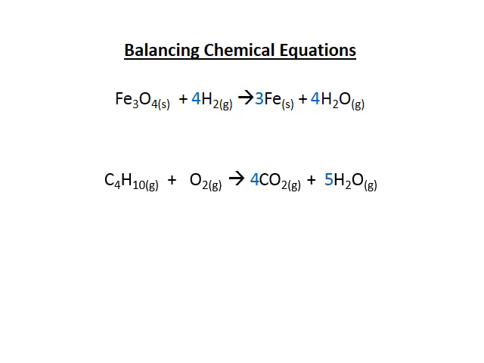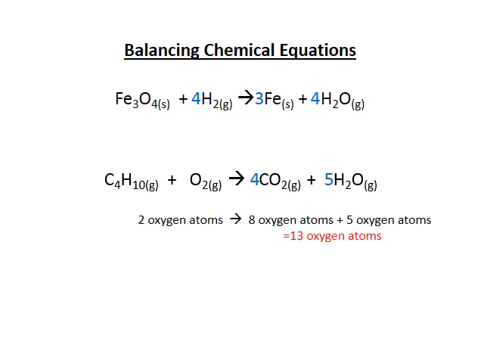And then I go to counting up the oxygens, and I see that on the reactant side I've got 2 oxygen atoms. On the product side, both carbon dioxide and water contain oxygen. So I have 8 oxygen atoms in carbon dioxide, 4 times 2 is where I get that, and then 5 times 1 for the waters. So I've got a grand total of 13 oxygen atoms on the product side.